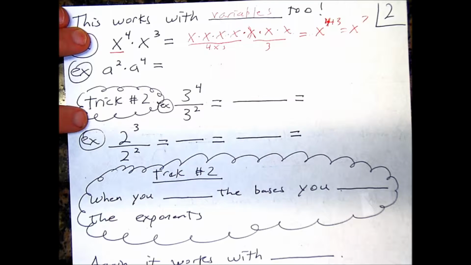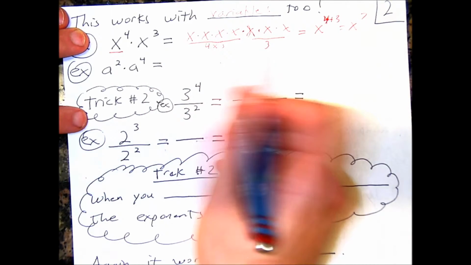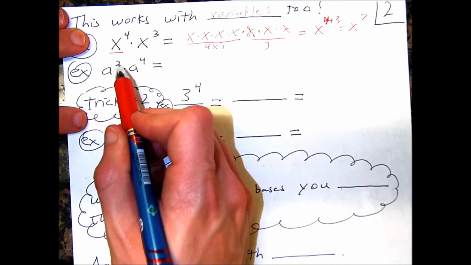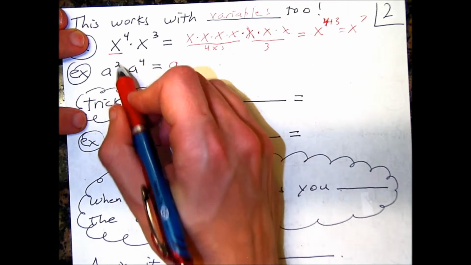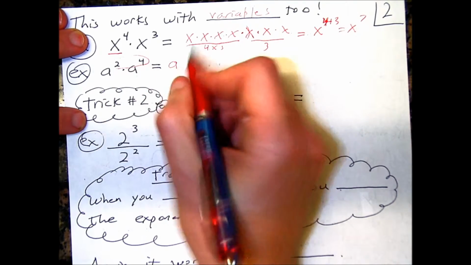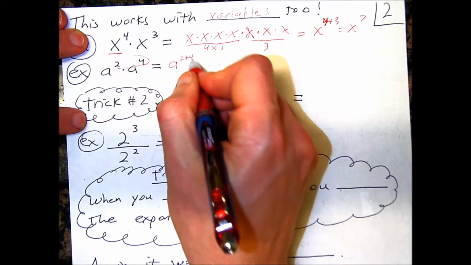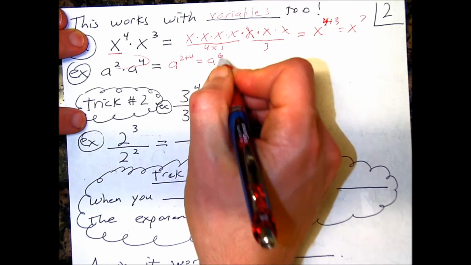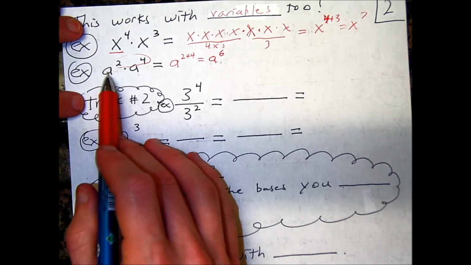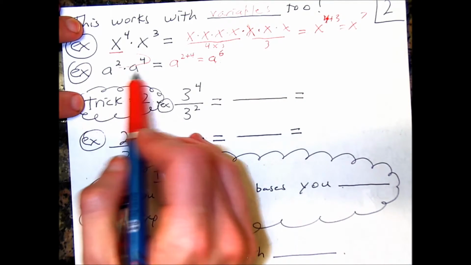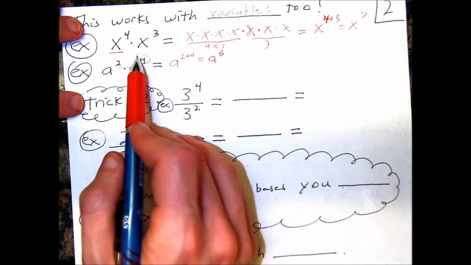That's the trick. So let's skip this part and just say, okay, a to the power of 2 times a to the power of 4 is a to the, and you add these exponents. So it's a to the 2 plus 4, which is a to the 6. Okay? So when I multiply the bases, I add these little superscripts, exponents.